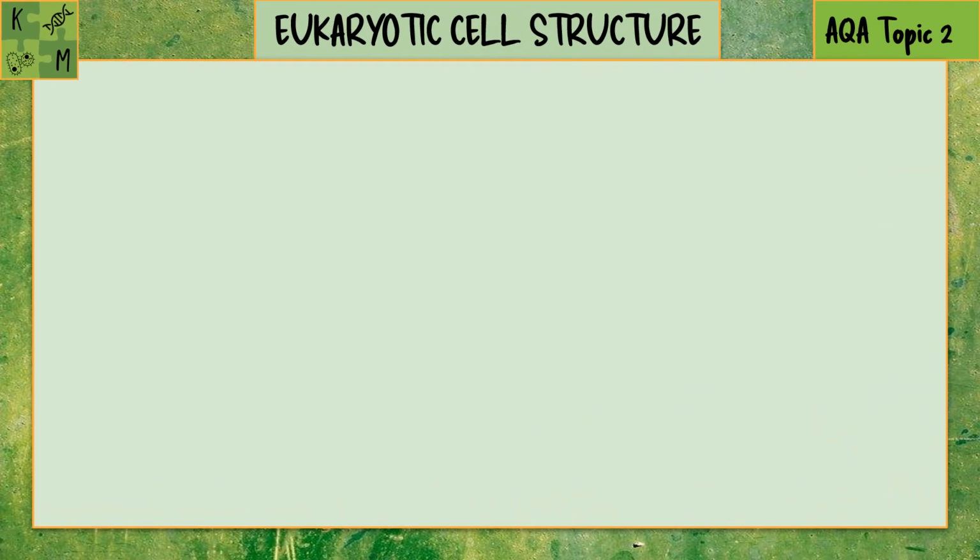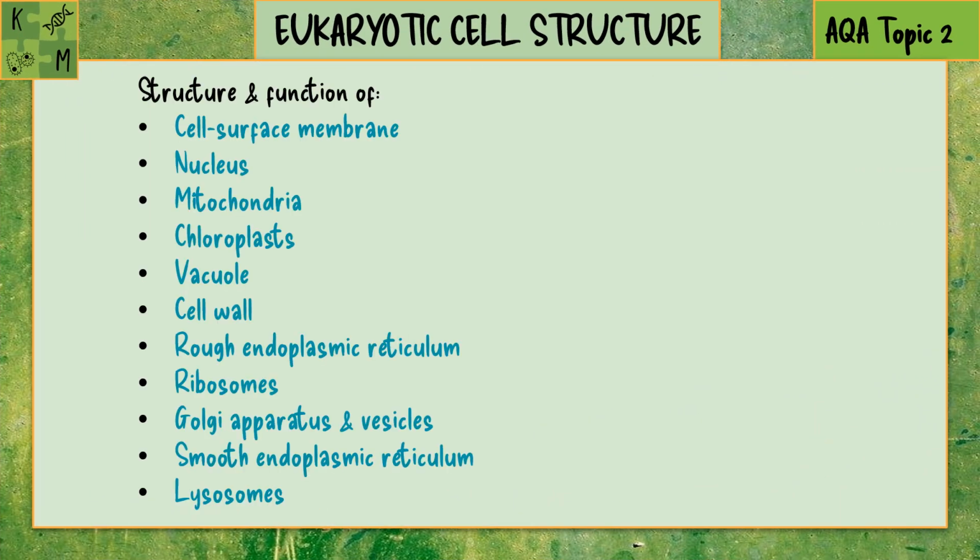So that's it for eukaryotic cell structure. So make sure you're aware of the structure and function of all the organelles in this list. These are the ones that are stated within the specification. Have a little bit of practice of linking the structure of specialised cells to their function, and make sure you're aware of how cells are organised into tissues, organs and systems. In the next video, we'll look at prokaryotic cells and viruses.